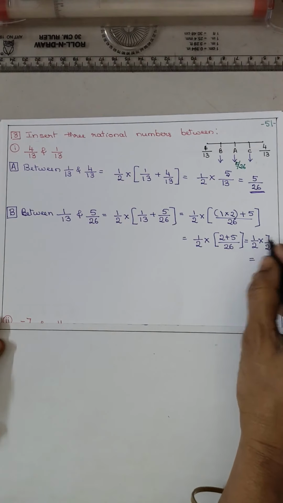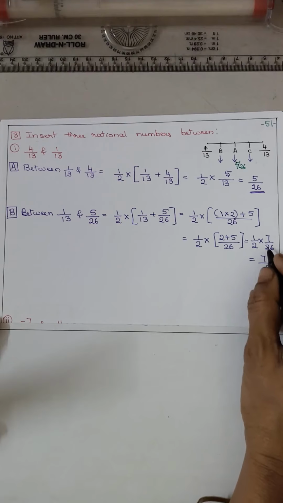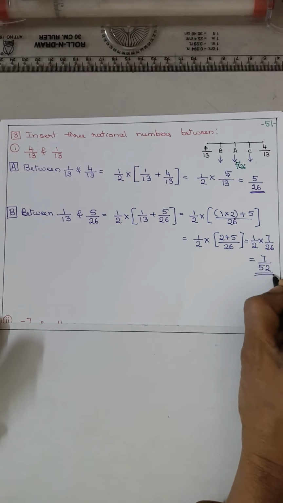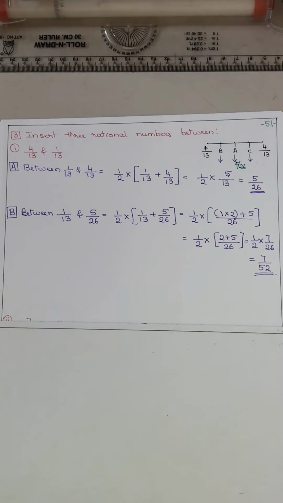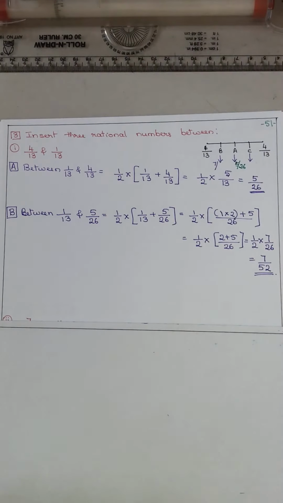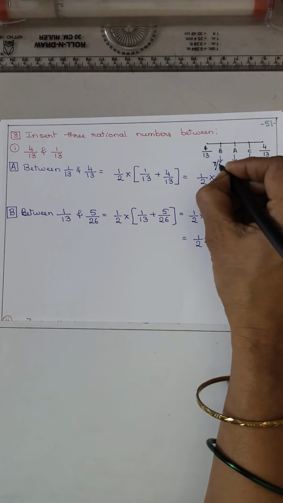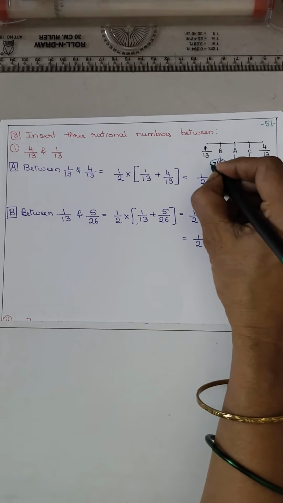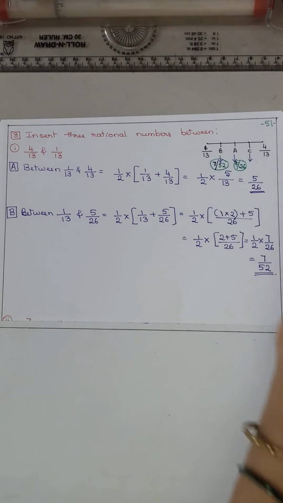1 sevens are 7, 2 sixes are 12, 2 twos are 4 plus 1, 5. So you got how much? 7 by 52. So the answer here is, sorry, 7 by 52. Okay, that is B. Now for C, it will be how much?